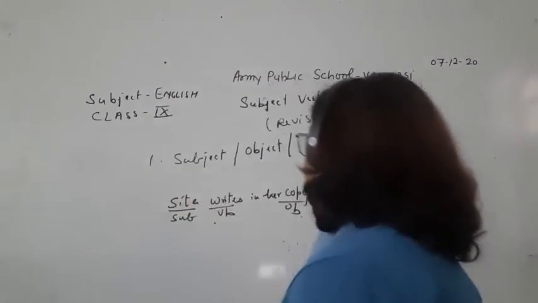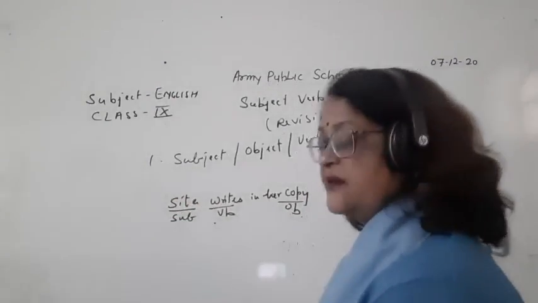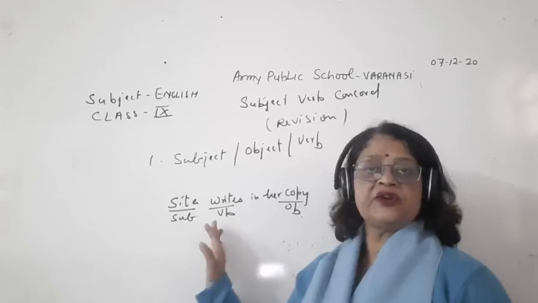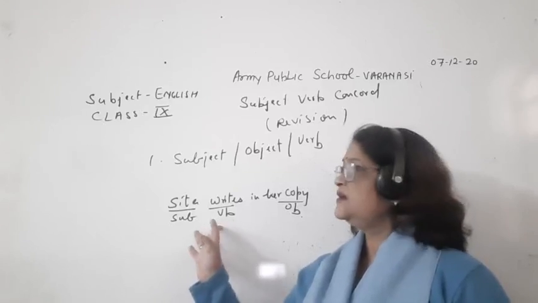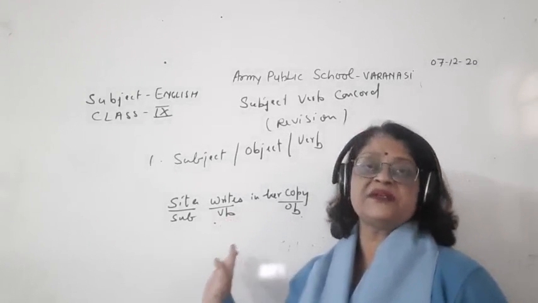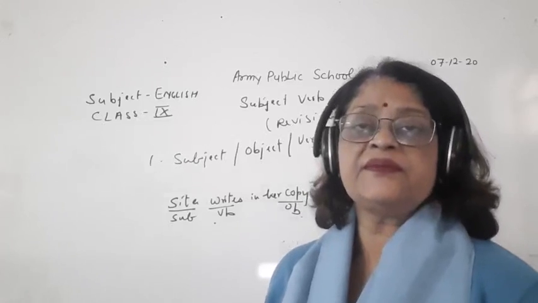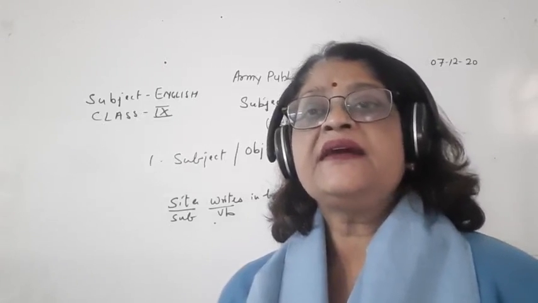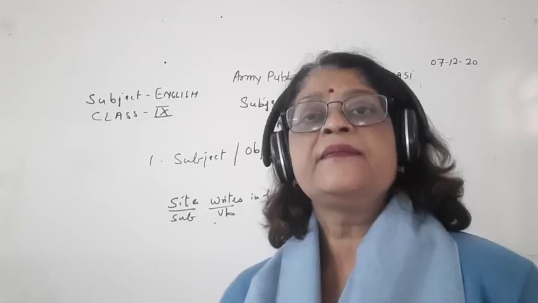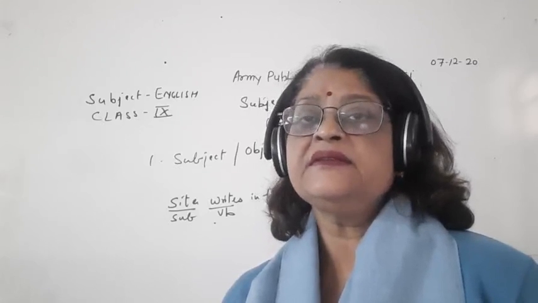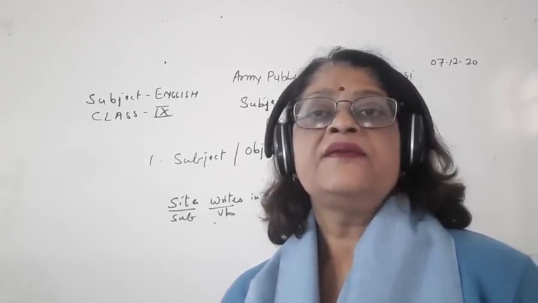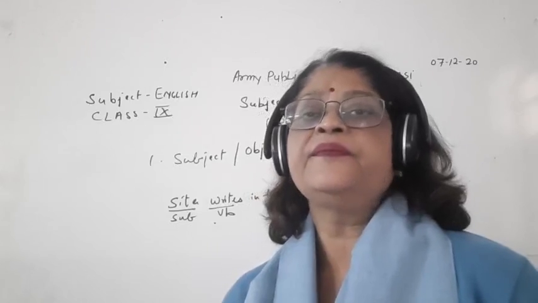Okay. So like you can see here, we can take the same example. Sita is a singular subject. So children, the verb here is also singular. How do we know this verb is singular? Because children, in a singular verb we add s or es. In a singular verb, what is added? s or es is added. Okay, so what do we add? We add s or we add es.